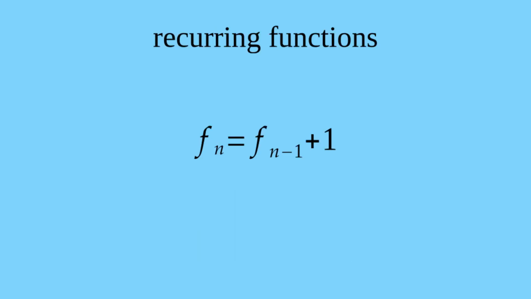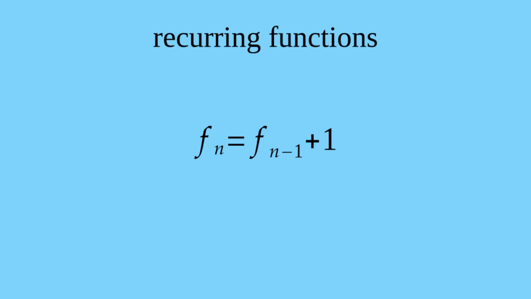Now, how does this relate to recurring functions? Well, recurring functions are a lot like self-similar fractals. A recurring function uses itself to then apply changes. Let's just get an example here. f sub n equals f sub n minus 1 plus 1. Basically, this expression is saying take the previous number in this list, increment it by 1, and then return that as the value of this index.